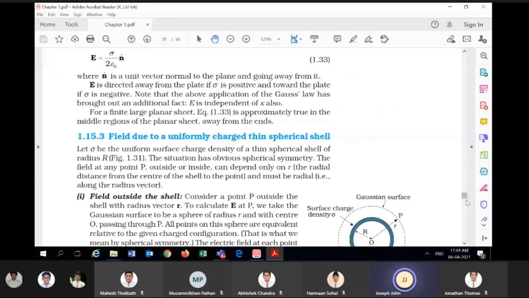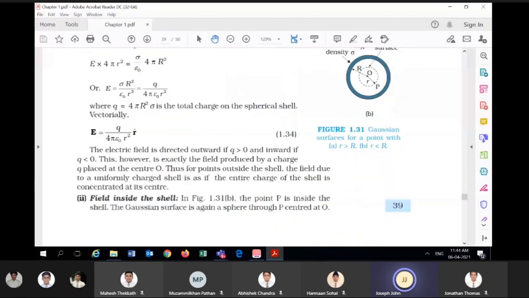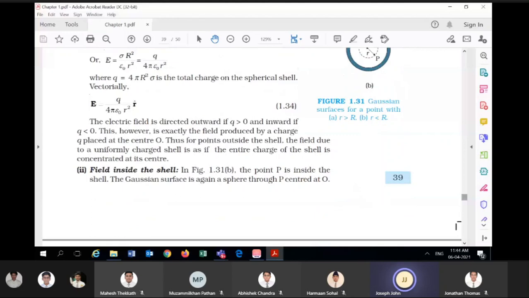Yesterday I did field inside, outside the shell. Okay. Can you write down number 2? Field case 2, field inside the shell, please. Case 2 is field inside the shell.